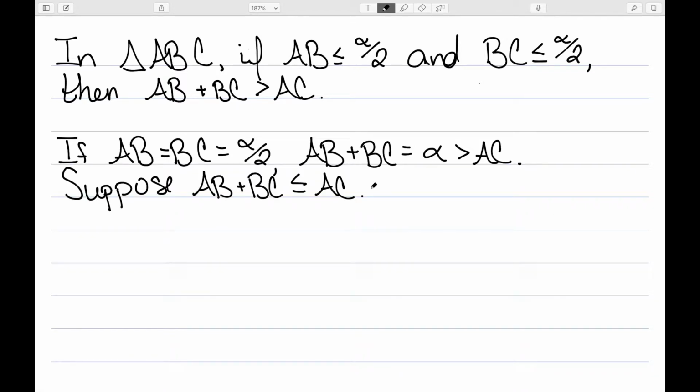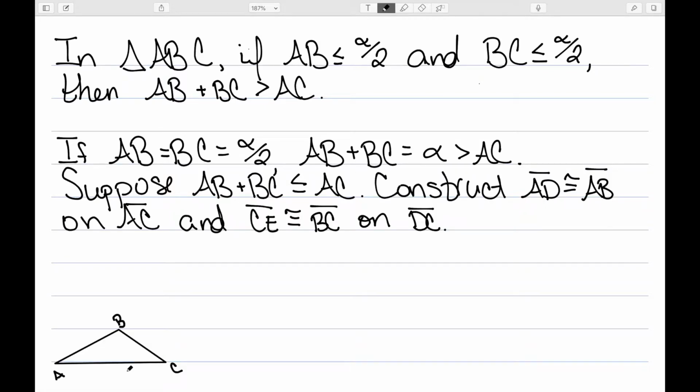We're now going to assume the opposite. We're going to assume AB plus BC is less than or equal to AC, and then we're going to hope to arrive at a contradiction. We're then going to construct two things. The first is we're going to construct a segment AD congruent to AB on segment AC, so something right here, D, where AD and AB are congruent. We're also going to construct a point E so that segment CE is congruent to segment BC, once again on this segment DC. So I'm going to go ahead and draw these two here.